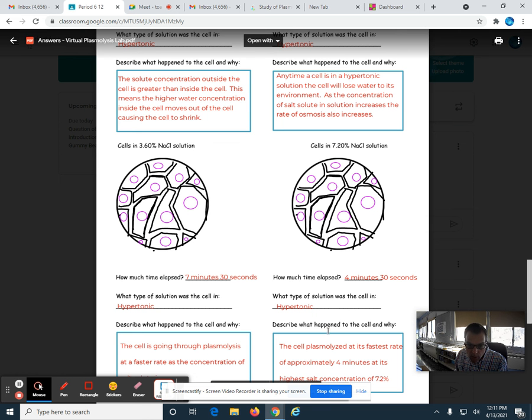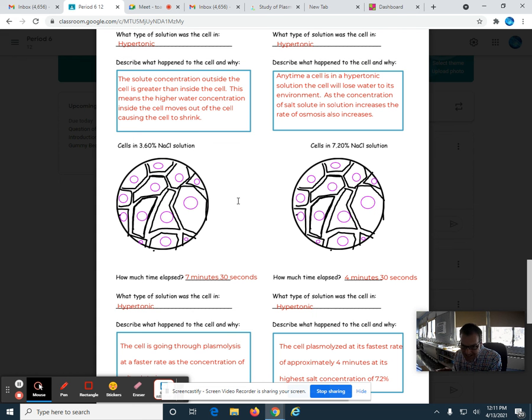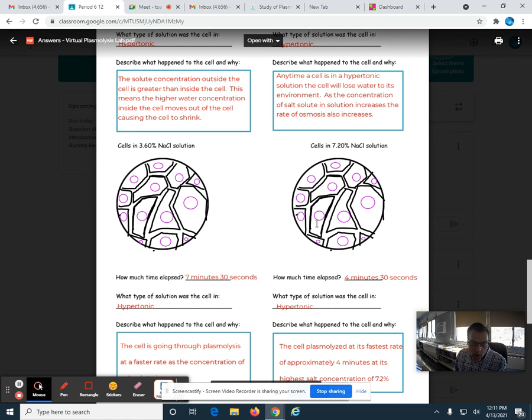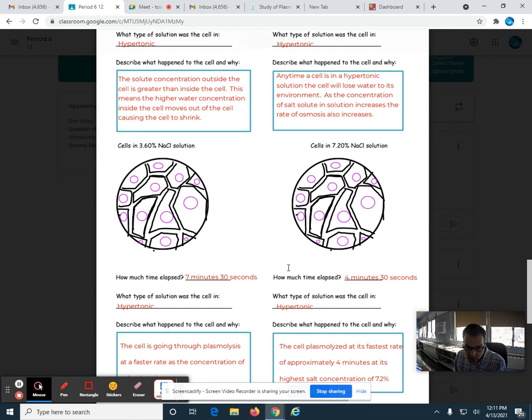So these are all different ways you can describe the same process, which is this water moving from inside the cells to outside the cells, or diffusing out of the cells when cells are in hypertonic solutions.